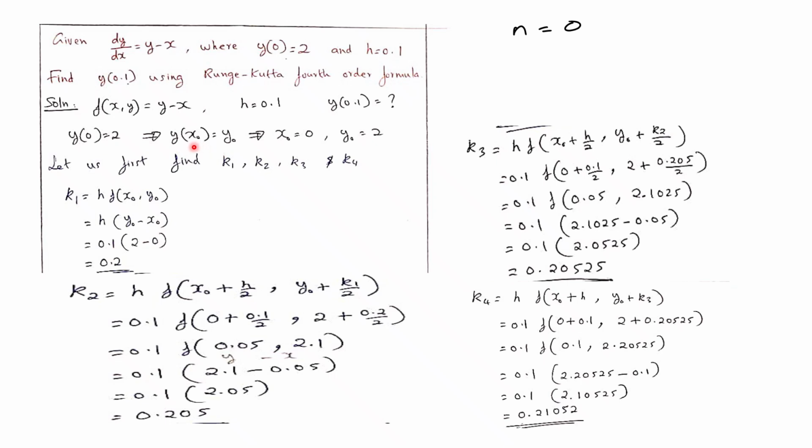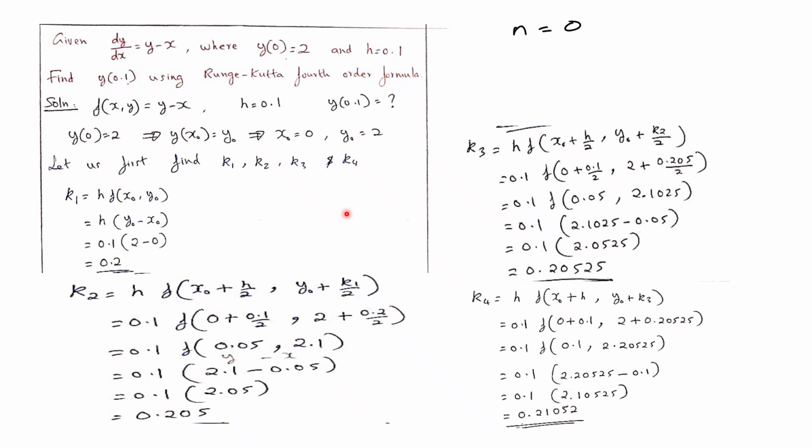So comparing this with the given value, what do you get? x0 is 0. That's what we have written. And compare this y0 with this 2, so y0 is equal to 2. So what is given is x0 is equal to 0 and y0 is equal to 2. So let us first find out k1, k2, k3 and k4.